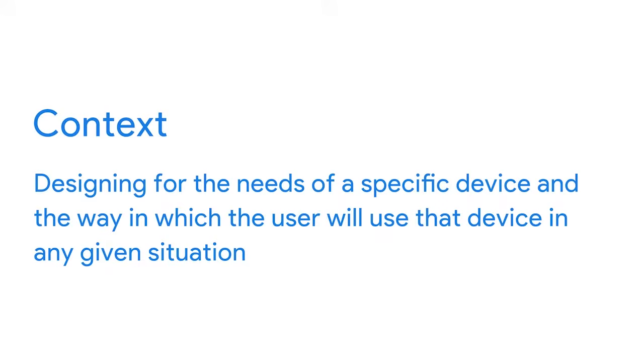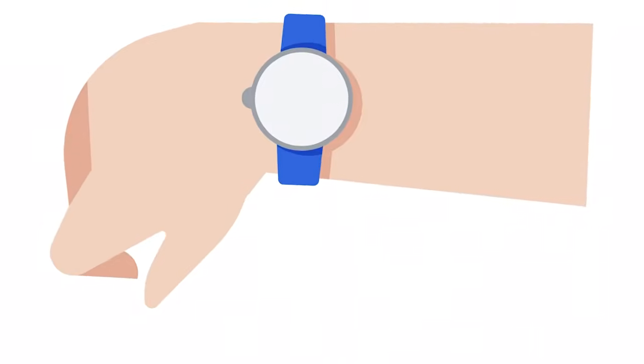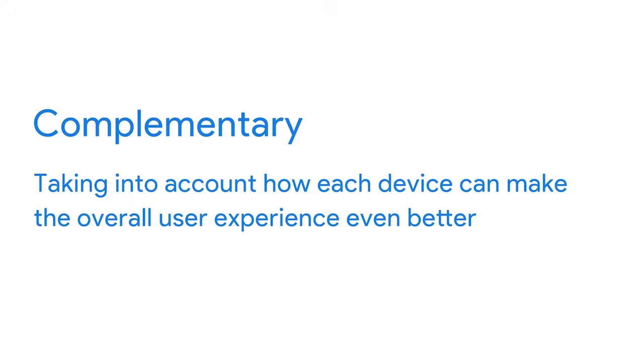Context means designing for the needs of a specific device and the way in which the user will use that device in any given situation. For example, imagine that a user has an email app on both their phone and smartwatch. They're probably not going to compose an entire email on the small smartwatch screen. But they might still want to get notifications about new emails, see important messages, and have quick responses ready. Designers have to think about the context of the user situation and adapt the design for the way the users interact with each device.